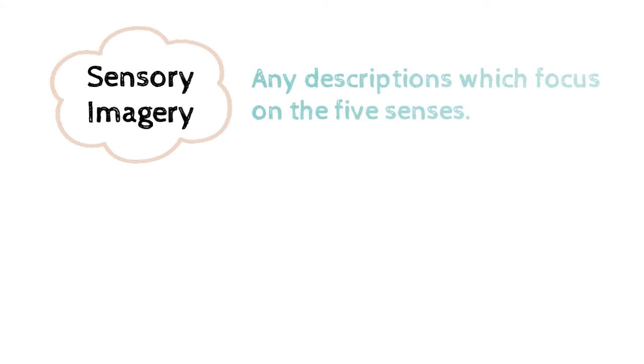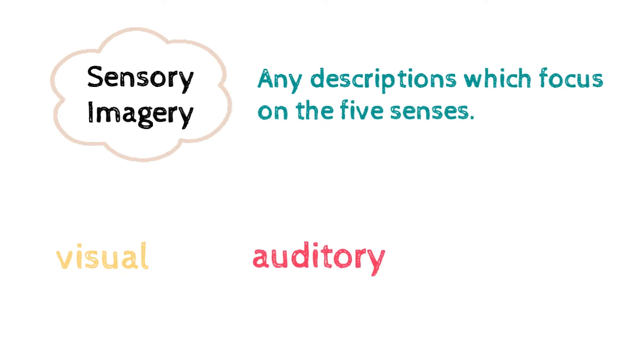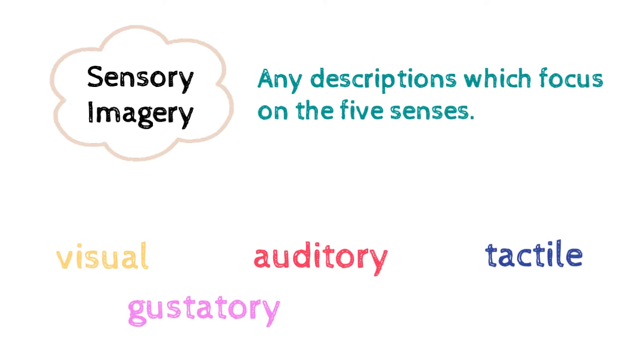Additionally, within the umbrella of imagery, you can also analyse descriptions which focus on the senses. You can simply use the term sensory imagery to refer to descriptions focusing on any of the five senses. If you want to go into precise detail, visual imagery relates to things which are seen. Auditory imagery describes things which are heard. Tactile imagery describes how things feel when touched. Gustatory imagery refers to descriptions focusing on taste, and olfactory imagery describes smell.